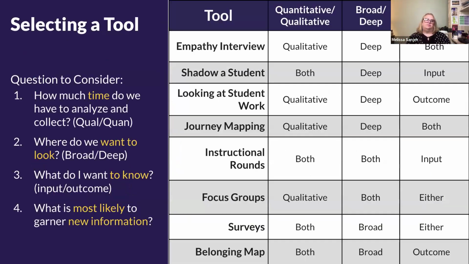So when you're thinking about designing your data plan and trying to answer those questions, you know what your key questions are, then which one of these tools will best answer those key questions? We made a little chart for you around which tools might have which impacts around qualitative or quantitative, broad or deep, or input or outcome. Another thing to ask yourself when you're selecting a tool, besides how much time you have, where you want to look, and what you want to know, is what is most likely to get new information? Because we don't want to keep going over the same things over and over again. So where are we most likely to find some more new information that we can use to design an intervention that's going to make a difference?